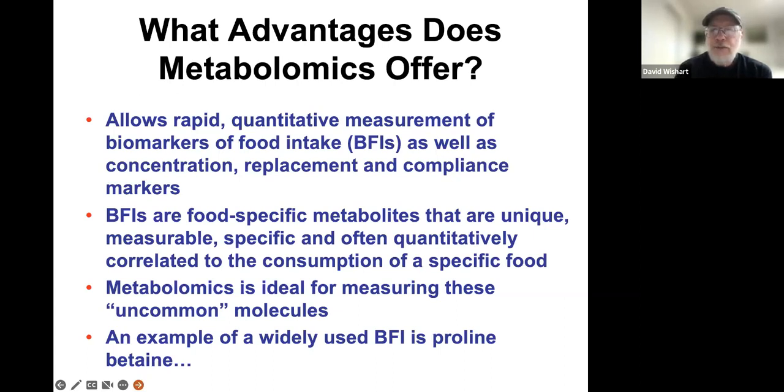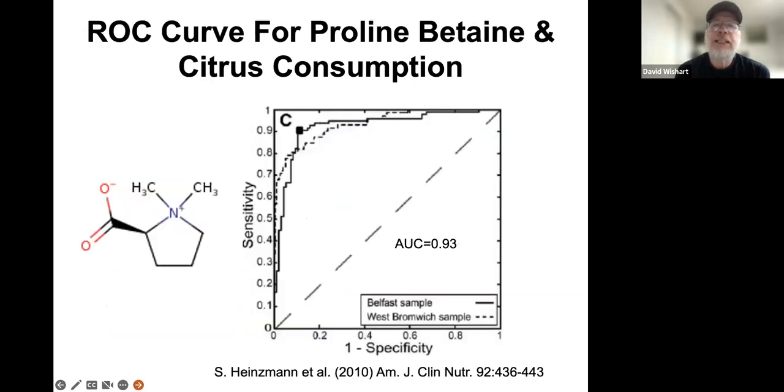One of the better known BFIs, and maybe the inspiration for metabolomics to be applied to dietary assessment, was a compound called proline betaine. This was published about 10 or 12 years ago, looking at the correlation between proline betaine and citrus consumption, and how it has this remarkable specificity and sensitivity to identify if and when people have been eating citrus fruits. So this represents almost a perfect biomarker for citrus consumption in terms of its performance.